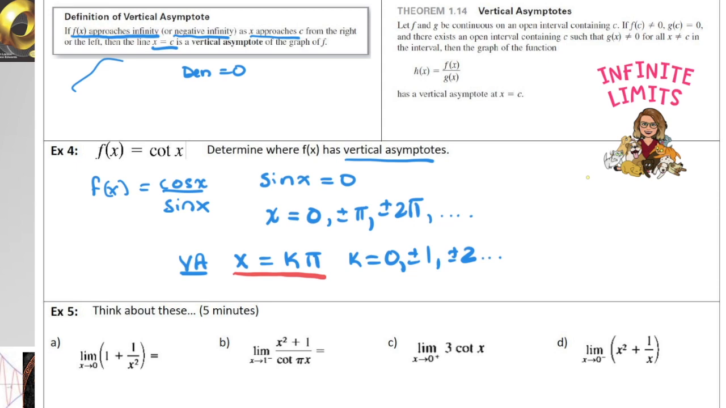For example 5, I want you to think briefly about each of these problems. Before I review example 5, I want you to take 5 minutes and give these 4 questions a try. Stop the video now, restart when you're ready.